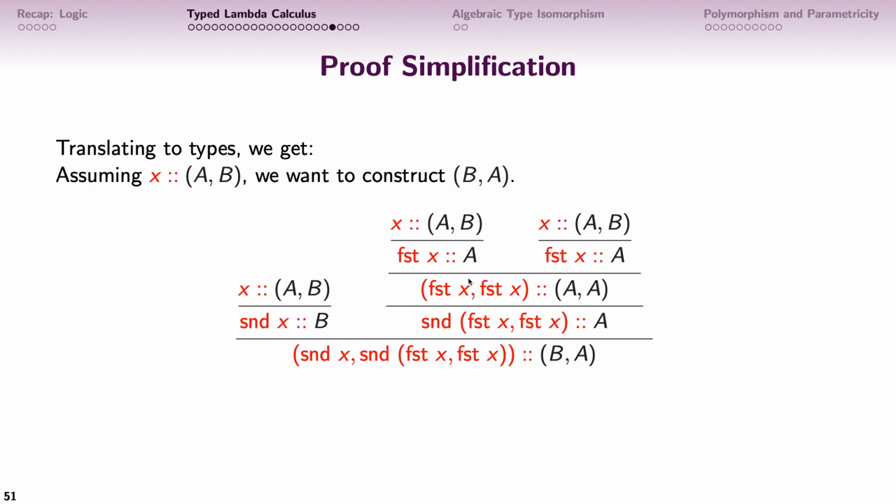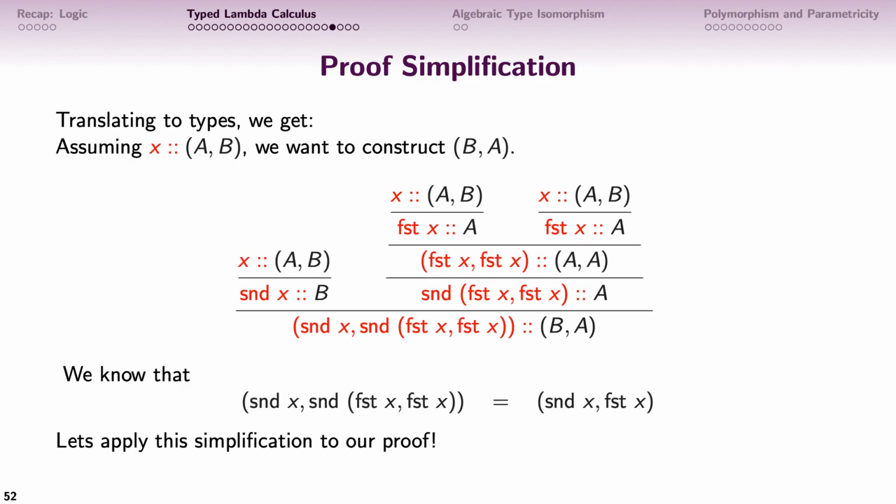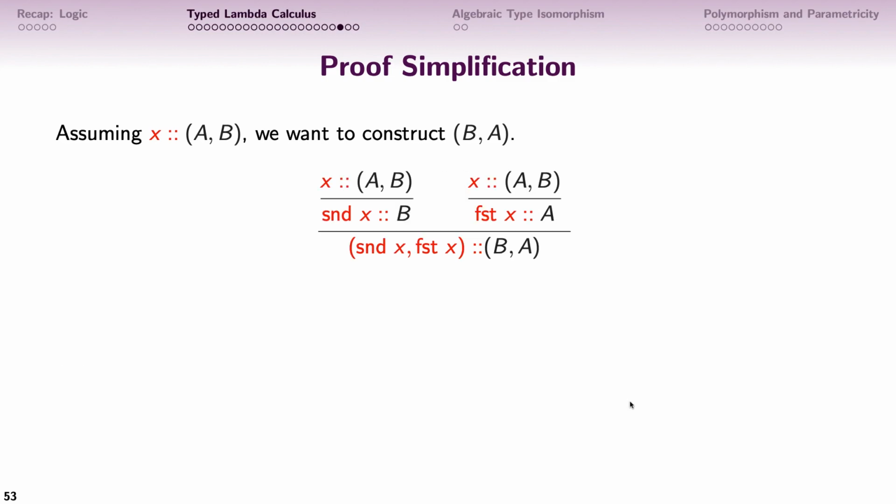And we know that if I take the second part of X, right, and the second part of the first part of X and the first part of X, so second of this tuple is going to just be the second part of this tuple, which is first of X. So overall, this is just second X, first X. So if I apply that simplification to the proof, I now end up with this tree, right? So this is easier to show has the right type because it's a smaller expression.